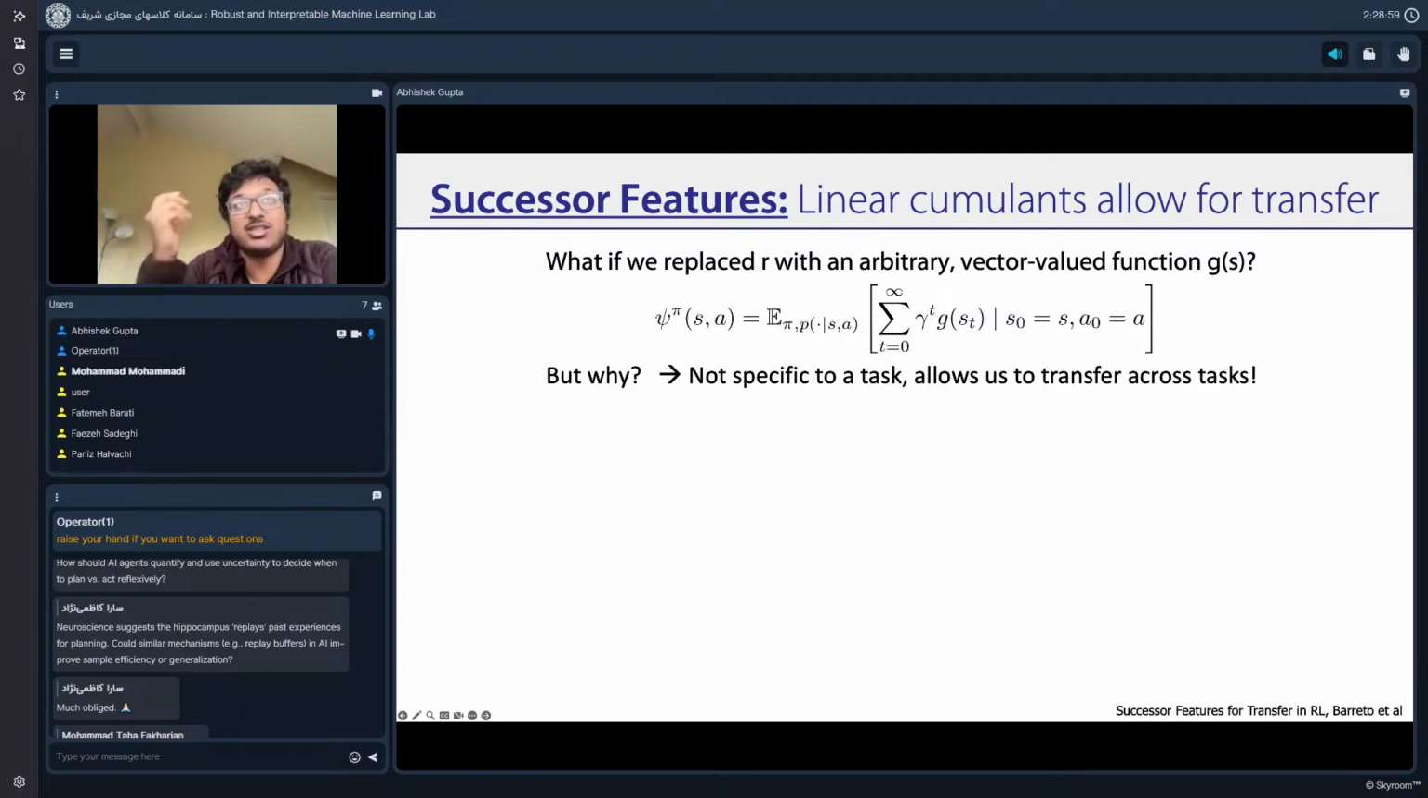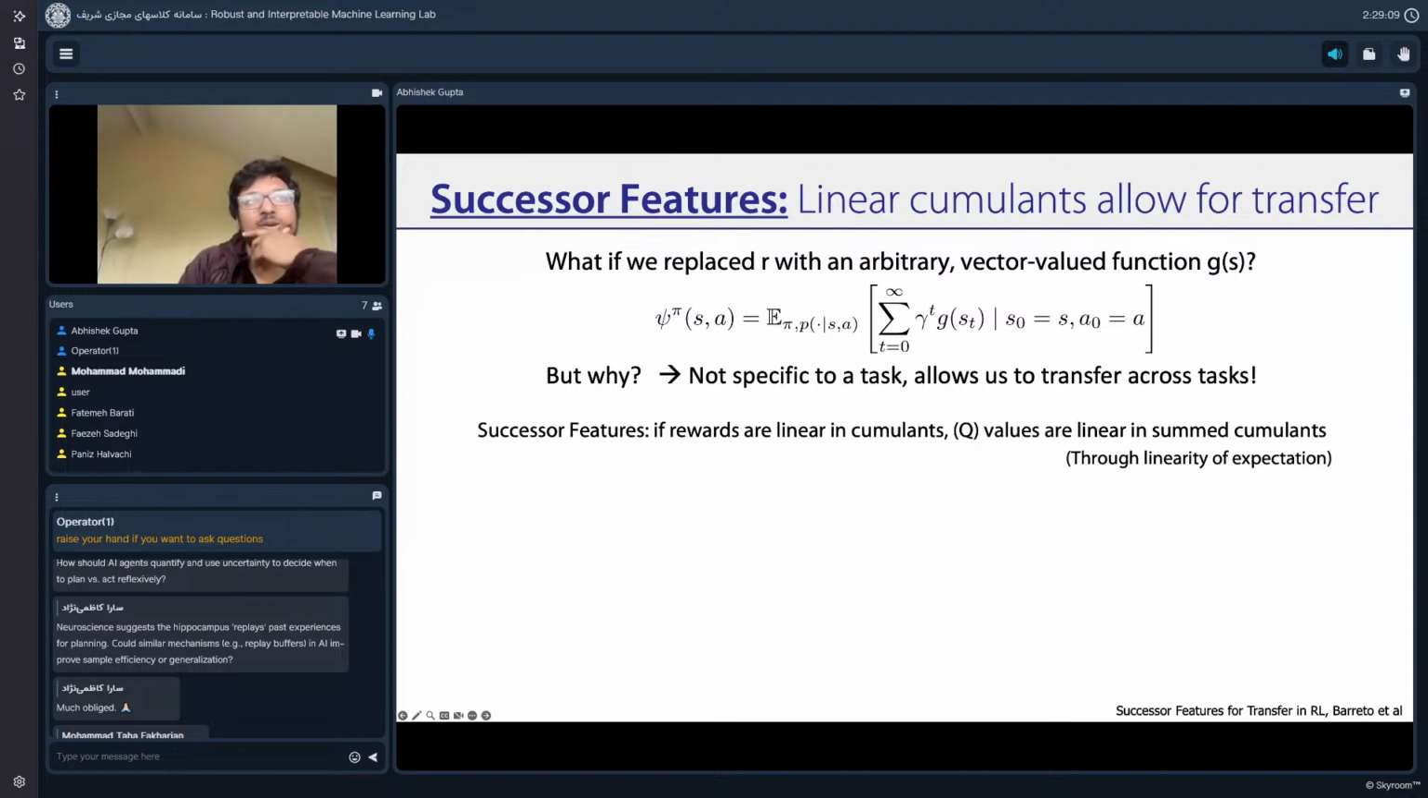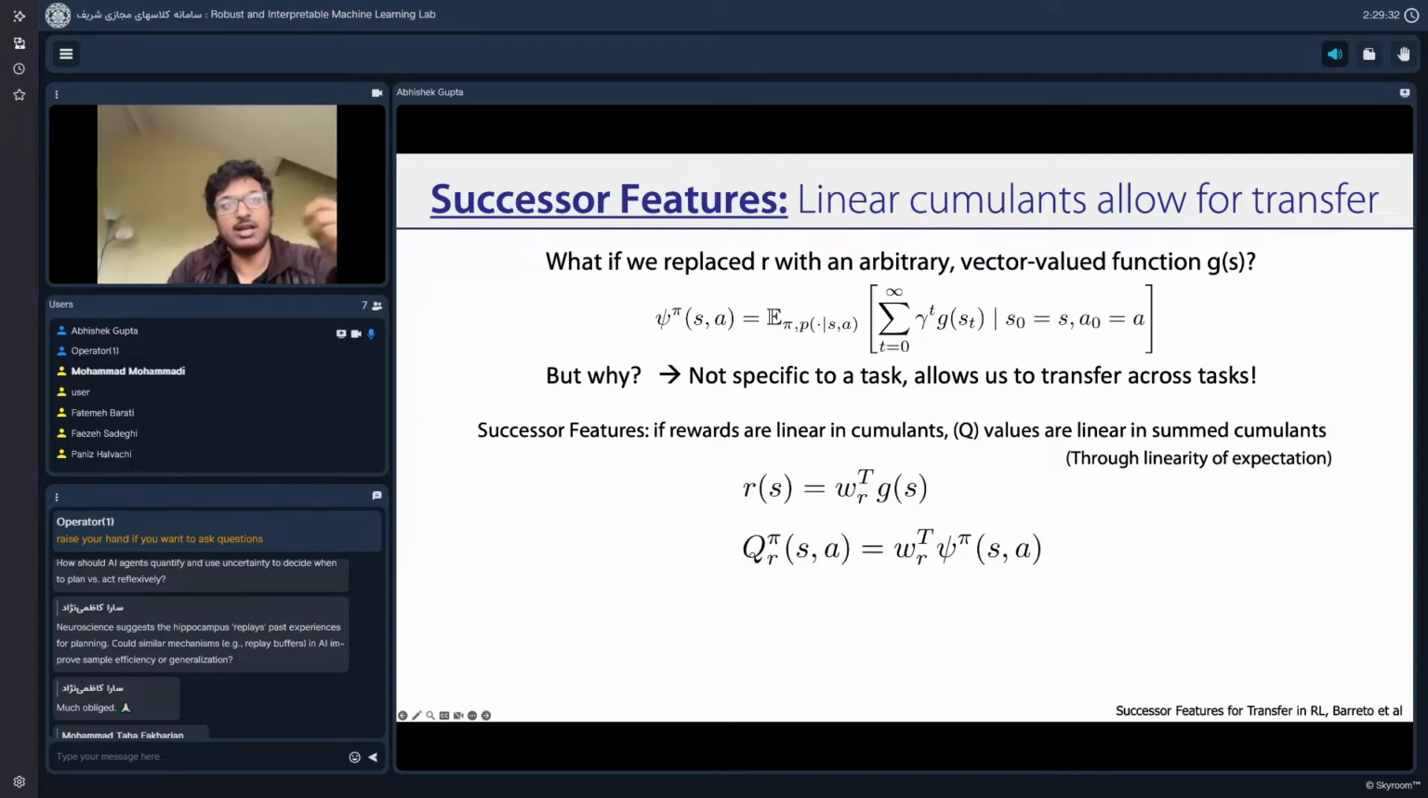This is nice because G is not specific to any one problem, right? G can be an arbitrary feature and it's not specific to any one problem. And this kind of allows us to transfer across tasks. So the key insight behind this idea called successor features, which is from prior work, is that if you can show that rewards are linear in G, then Q values are also linear in psi, right? You can show that the actual Q value, the cumulative sum of rewards, is linear in psi with exactly the same coefficient, right?